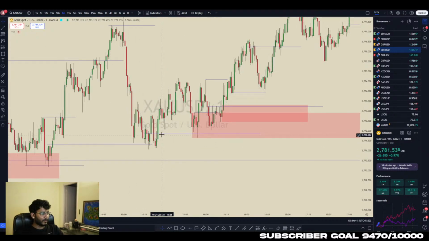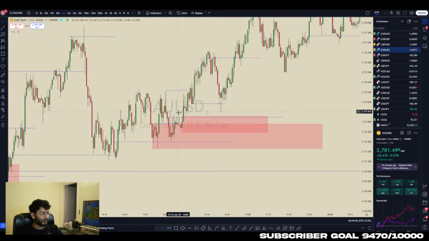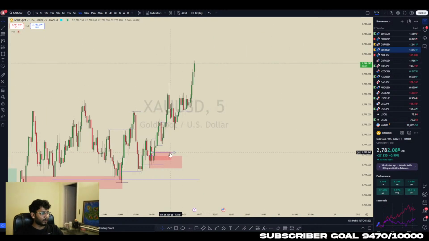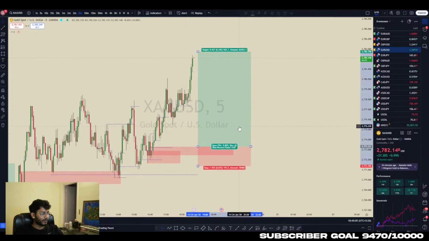On 1 minute we can see price tapped this 1 minute order block, fulfilled this imbalance, and then started to go up. Right now we can see there is an imbalance over here. I think price can tap this imbalance, and now price has created liquidity above this order block. So I'm waiting for price to give us entry at this order block, and the next high will be our target. This is around a 1:5 setup. If we refine the stop loss, we can get around 1:8 also.